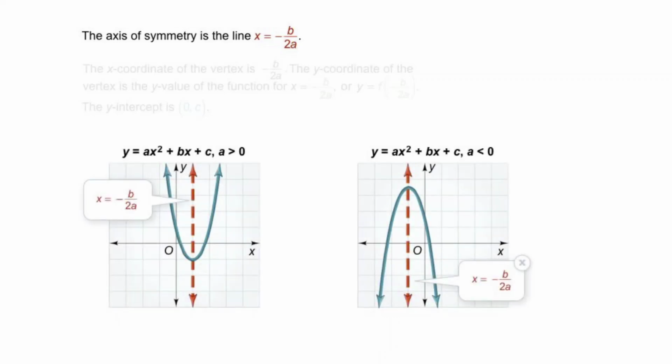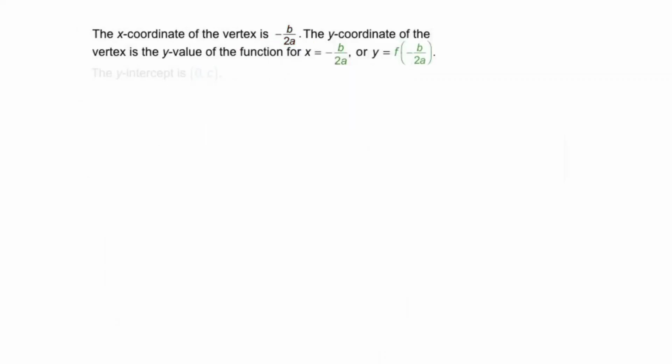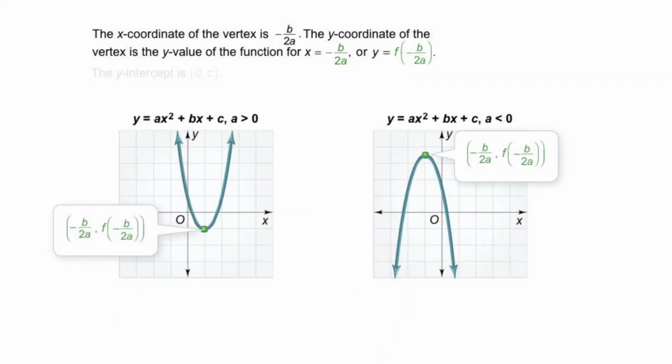The axis of symmetry is the line x equals negative b over 2a. Note these graphs. In both cases, the vertical line x equals negative b over 2a forms the axis of symmetry. The x-coordinate of the vertex is negative b over 2a. The y-coordinate of the vertex is the y-value of the function for x equals negative b over 2a, or y equals f of negative b over 2a. Noted here in the graphs below.